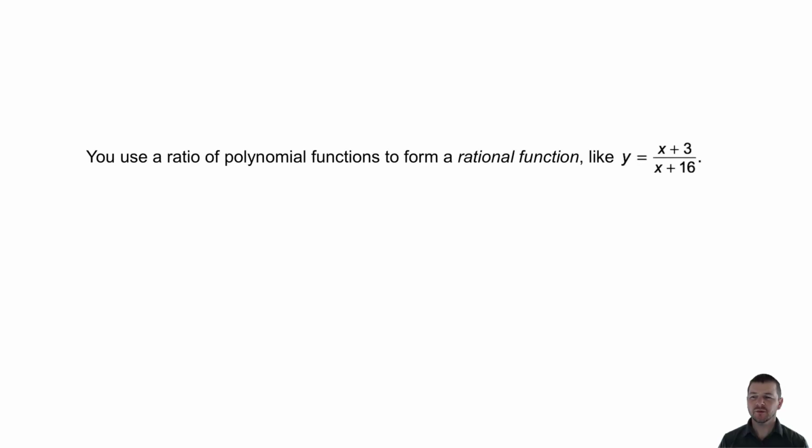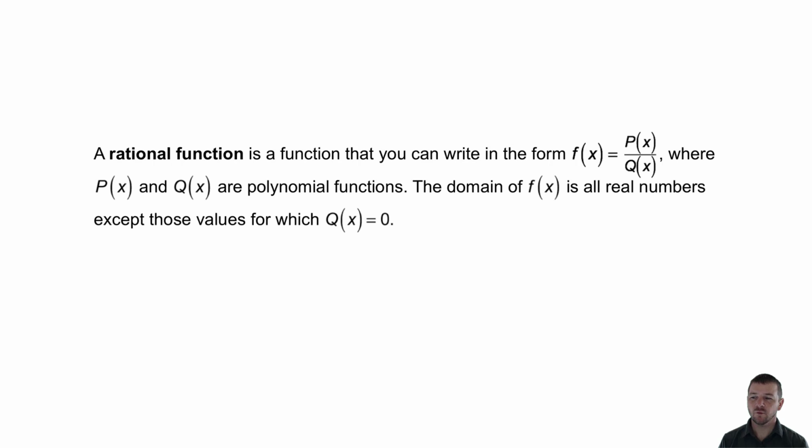You use a ratio of polynomial functions to form a rational function, like y equals the binomial x plus 3 over the binomial x plus 16. A rational function is a function that you can write in the form f of x equals p of x over q of x, where p of x and q of x are polynomial functions.